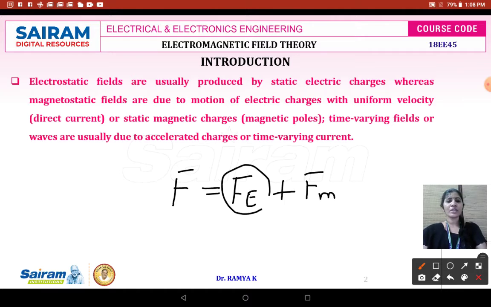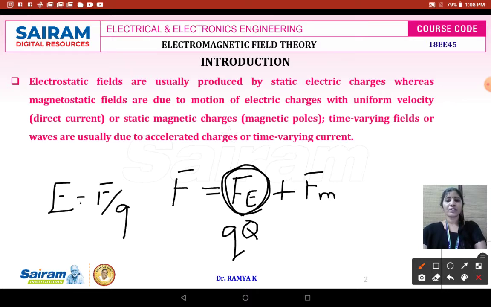When you consider the electrostatic force, here the force is developed due to static charges. We know that the electric field intensity can be defined as the force exhibited on a unit positive test charge. From this, if you write F is equal to Q into E, this particular equation is related to the force due to a static electric charge.